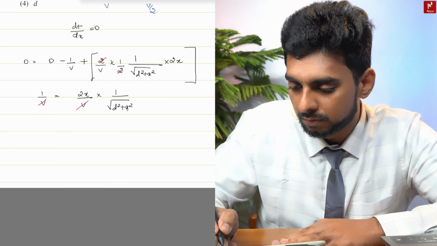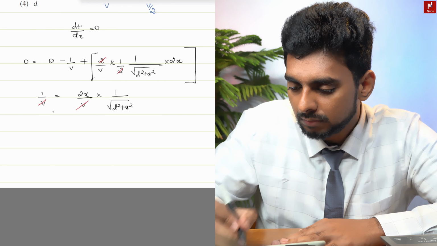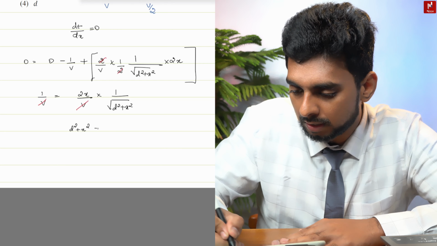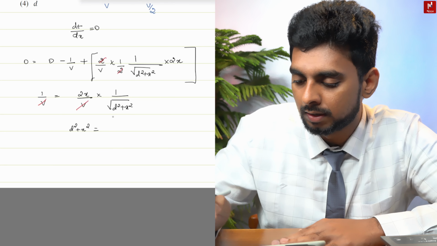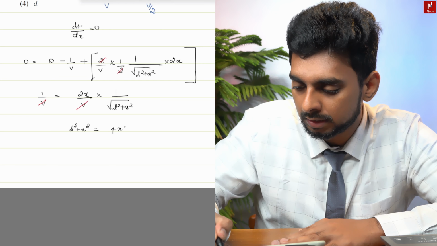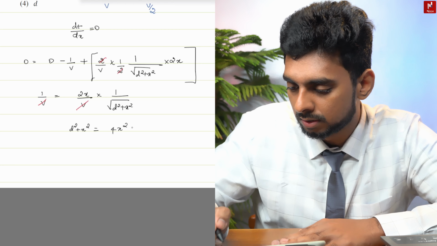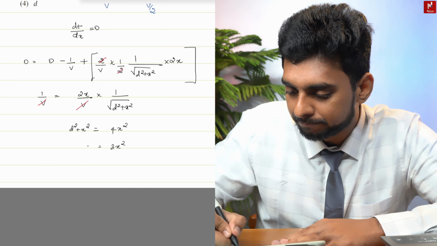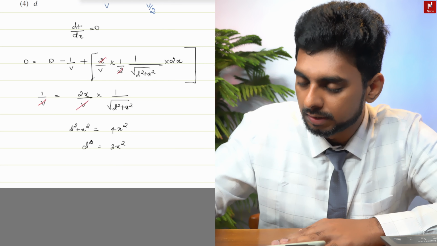If I rearrange this, the root goes to the numerator, which will be d square plus x square. That has to be equal to, I have squared it on the left hand side and on the right hand side, so I would have got 4x square. If this goes to the right hand side, you would have got 3x square. That's going to be d square, isn't it?